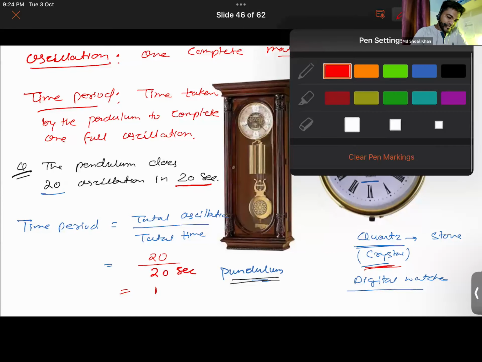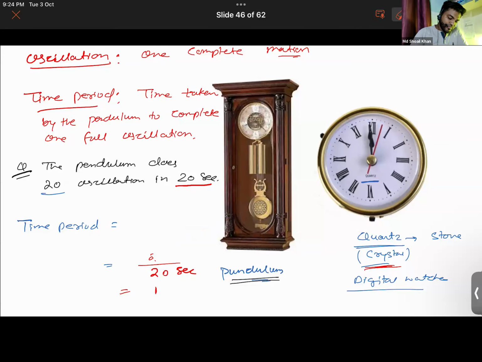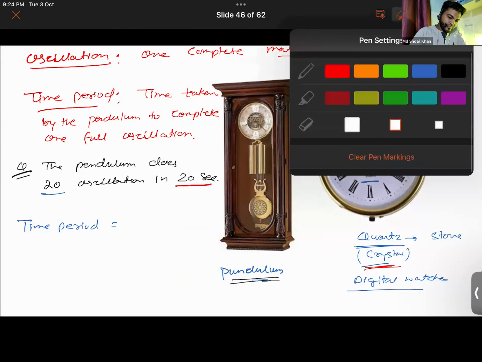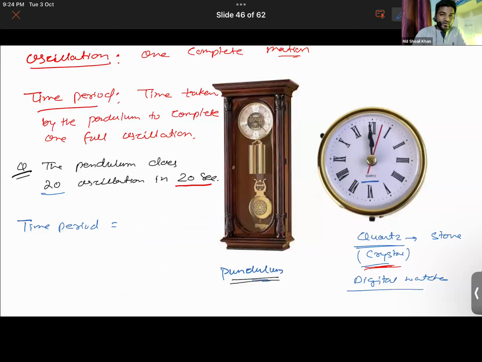Guys, one thing needs to be rectified here. I just wrote it by mistake. The time period is not the total number of oscillations upon time, but rather total time taken upon total oscillations.